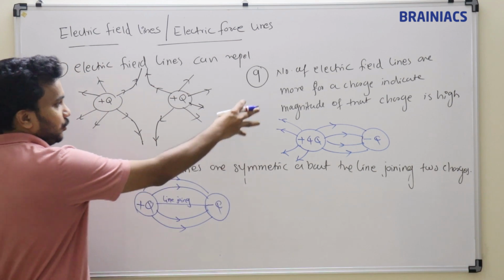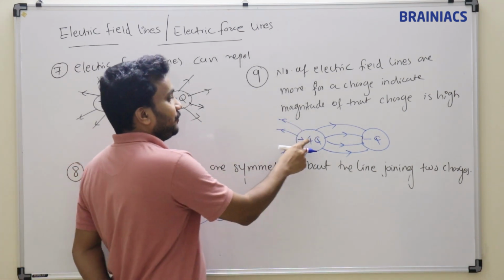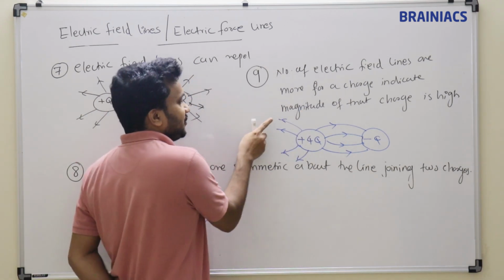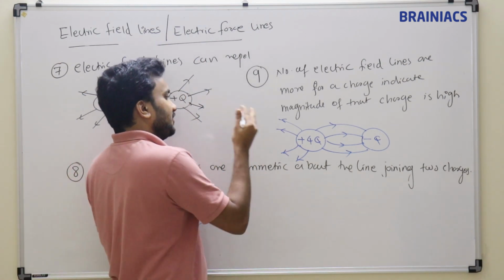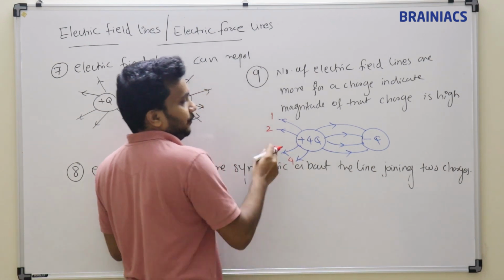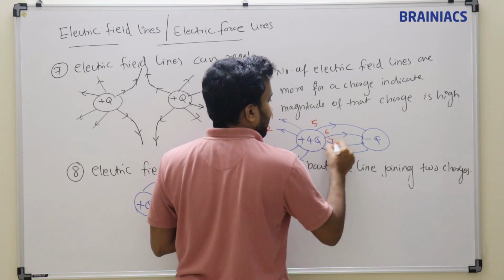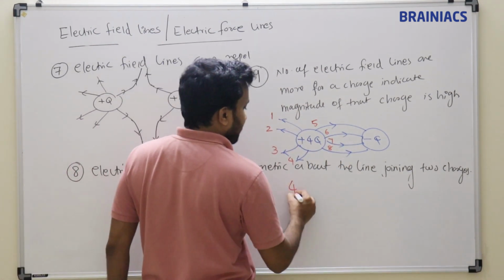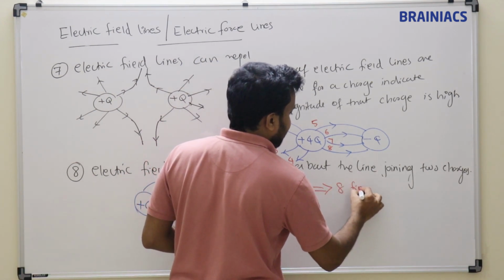So with respect to this charge, listen very carefully, how many field lines are there? It's easy, you can just count. Number 1, number 2, number 3, number 4, 4 lines on the left side, and on the right side 5, 6, 7, 8. So 8 lines will be there for this 4q. So for 4q, 8 field lines will be here.